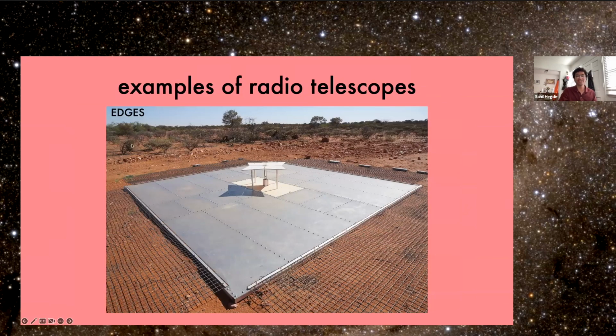This is the EDGES radio telescope, and it's really just a metal table that's out in Australia. It's just a single antenna, actually, because it's measuring the signal from the whole sky. So it doesn't need to be super high resolution, it just needs to be super sensitive. And so you have this radio shield around the antenna. I think this is actually a very creative idea for a telescope. It just looks like a table that somebody left out in the desert.